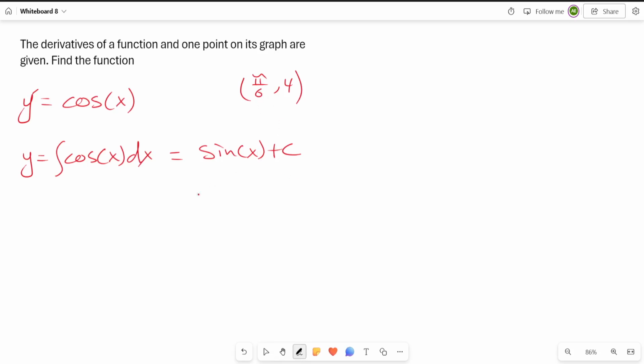And over here, let's substitute our y as 4. So 4 equals, let's substitute into y equals sine, instead of x I'm going to substitute pi over 6, plus c. And if I put sine pi over 6, making sure my calculator is in radians, sine pi over 6 will give me half.